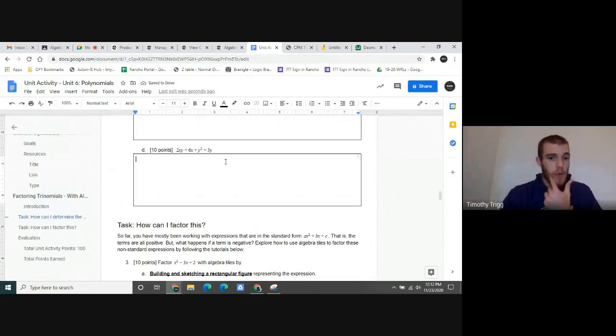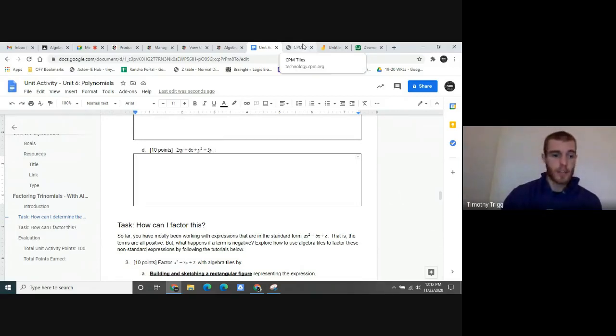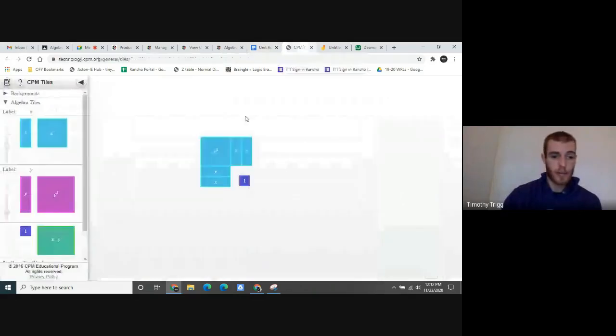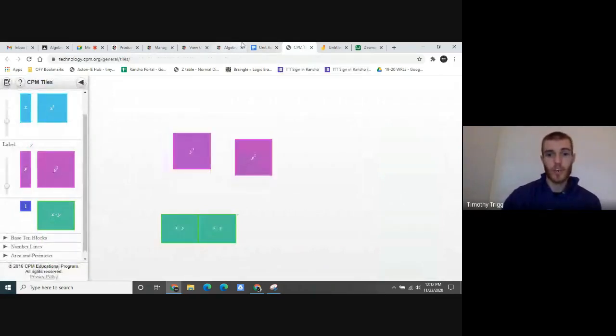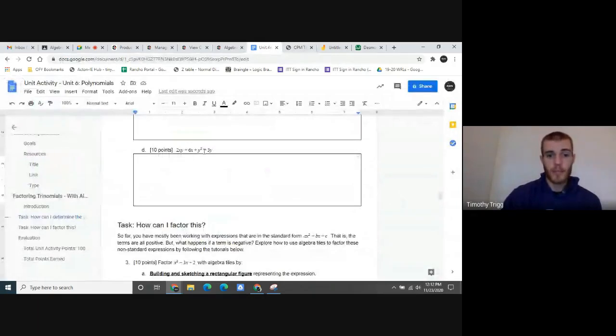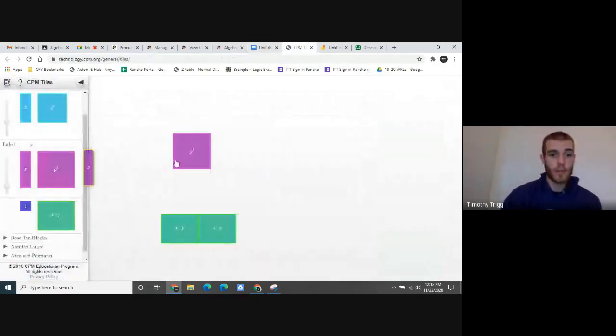All right. Next one. This one's a little bit interesting because it has x's and y's, and also it has xy's. So notice it has 2xy plus 6x plus y squared plus 3y. There's a lot of things going on, but let's see if we can factor this. First we have 2 xy's, and you can see the xy's are right here. So we got 2 of these. We have a single y squared. We have 6 x's and 3 y's.